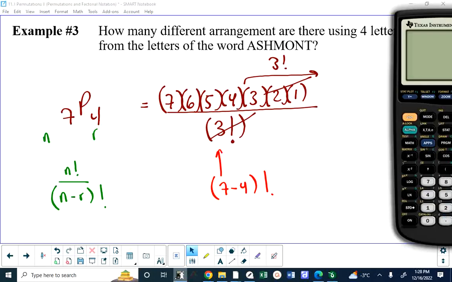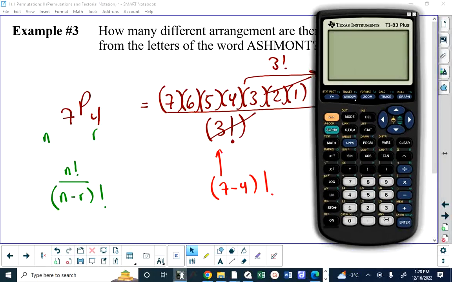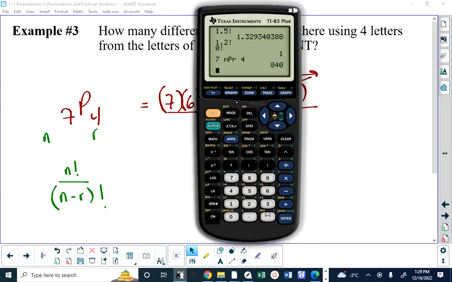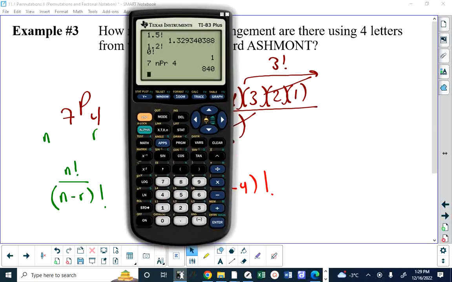In fact, I don't know why we would do it that way from here on in. On my calculator, I go 7. I go hunting where I would find factorials, but I discover there's an nPr function. And then I put 4. And I get 840, which will be 7 times 6 times 5 times 4. It better be anyway.